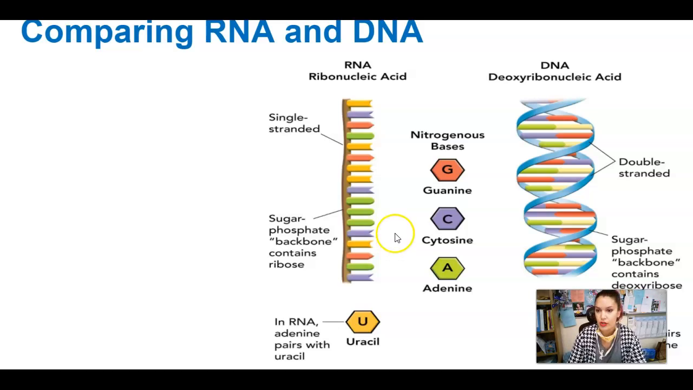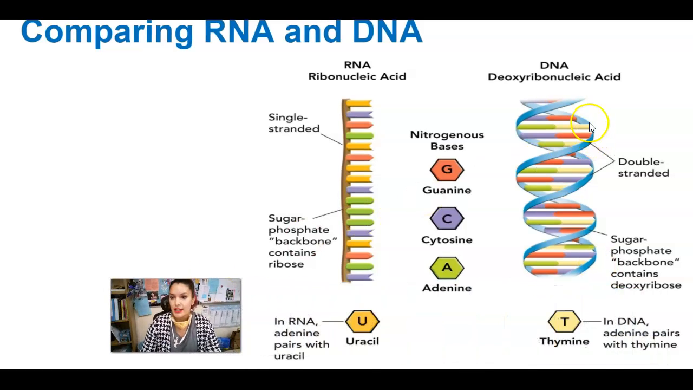So first of all, let's just get a quick refresher about DNA. We know that DNA is double-stranded and it has that sugar phosphate backbone that contains the sugar called deoxyribose. And it also has thymine, and it pairs with adenine, right? Okay, so those are the nitrogenous bases that they have in common, A, C, G. But RNA is not going to have T, it's going to have U, uracil. So that is one main difference.